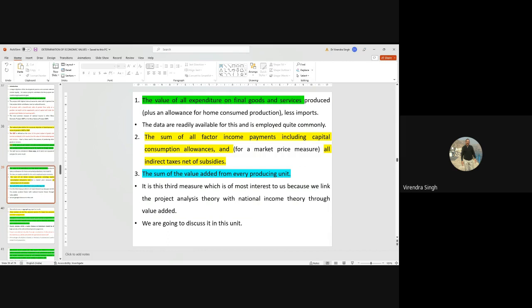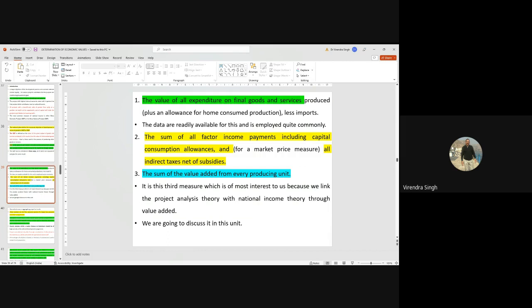Secondly, the sum of all factor income payments, including capital consumption allowance, that is depreciation, and all indirect taxes net of subsidies. This means factor income earned by all factors of production in the economy, including depreciation. And the third one is the sum of the value added from every producing unit, that is, adding up the value added by different sectors of the economy.